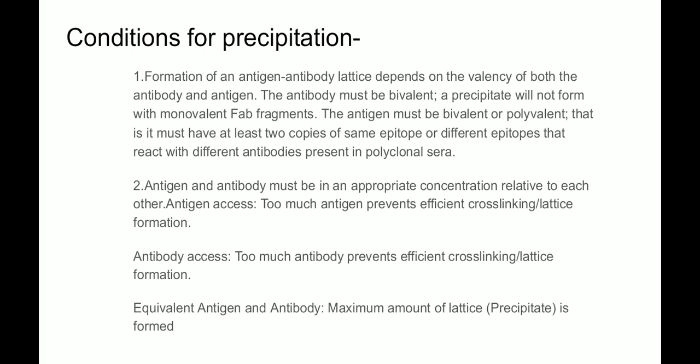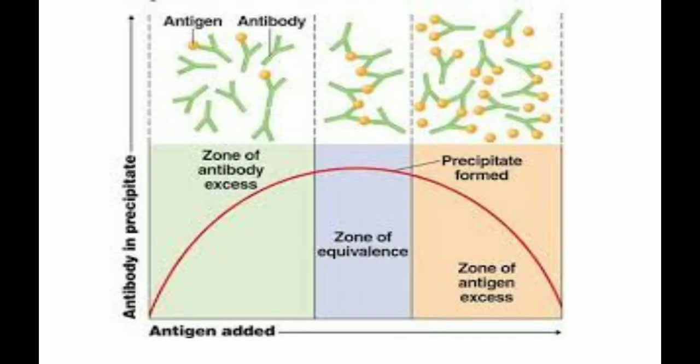And the second very important condition for precipitation is that the antigen and antibody should be in appropriate concentration. If they are not, what will happen? We are going to discuss it with the graph.